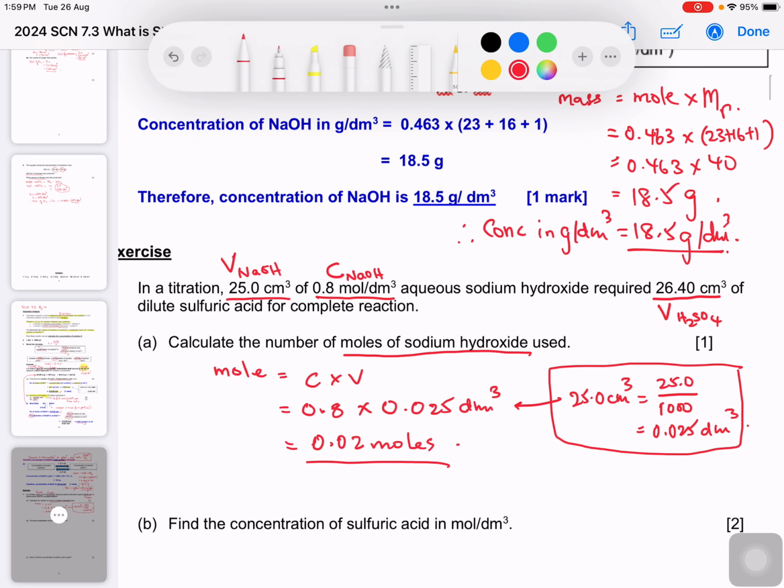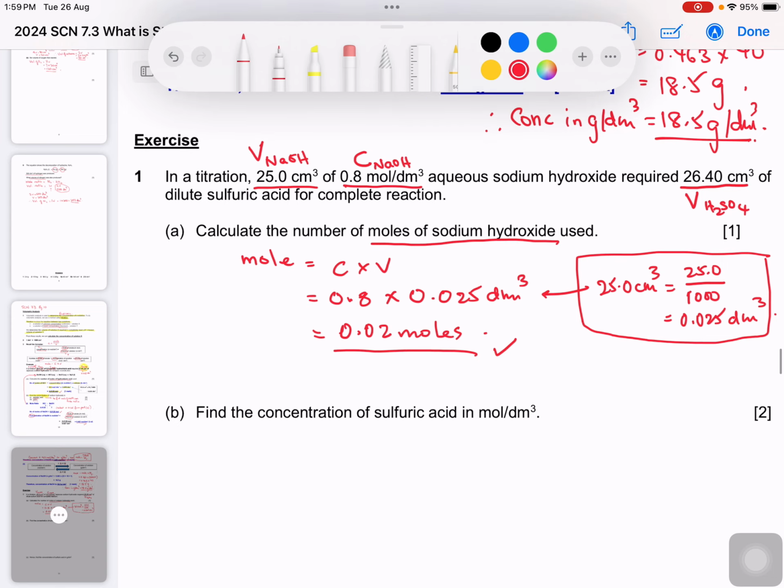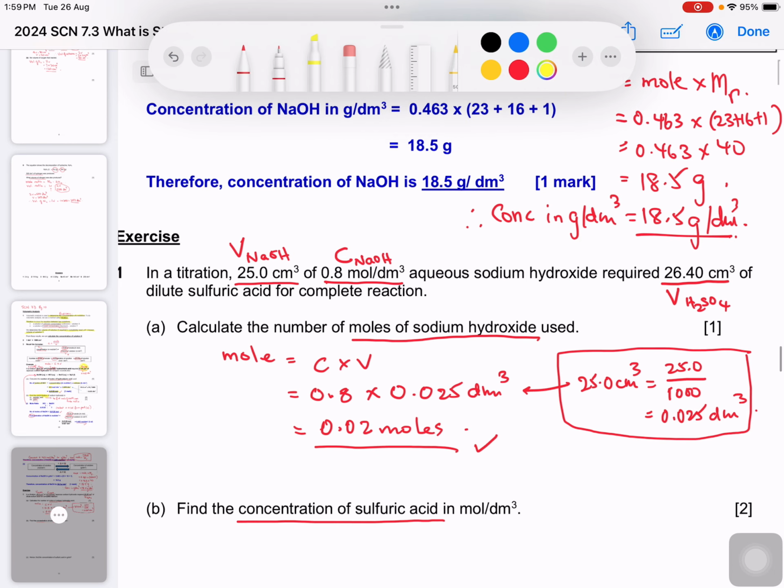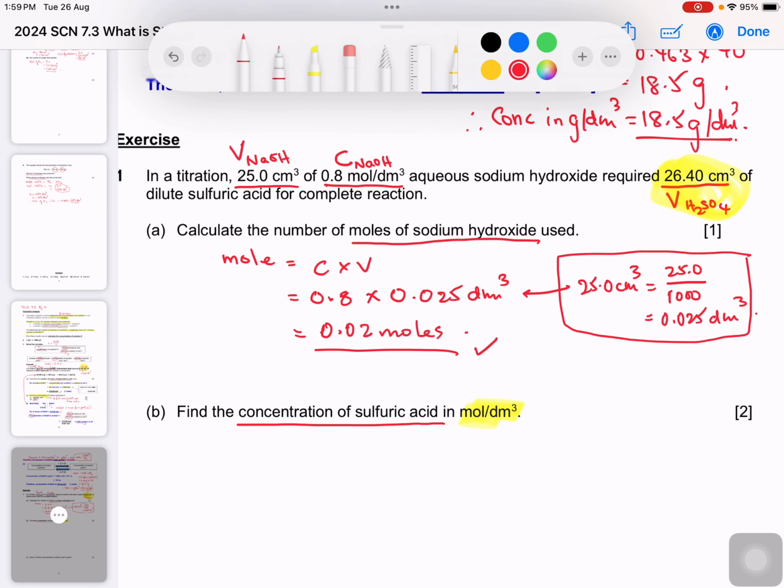And that's the first part done. Okay, now second part. Find the concentration of sulfuric acid. So our unknown now is concentration. So what do we have about sulfuric acid? We only have the volume of sulfuric acid here. Correct? Nothing else. And we want the concentration in mole per dm cube. So we need mole. So we have to find mole.